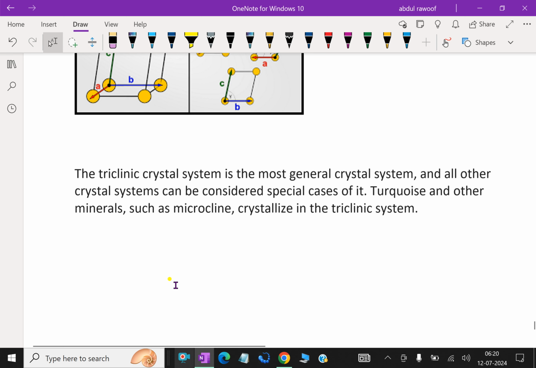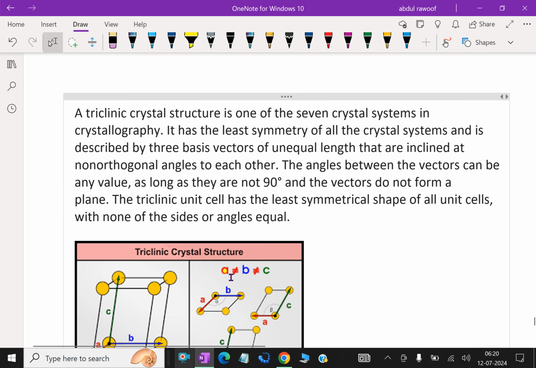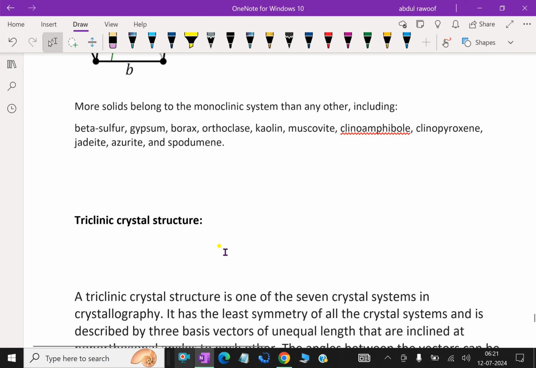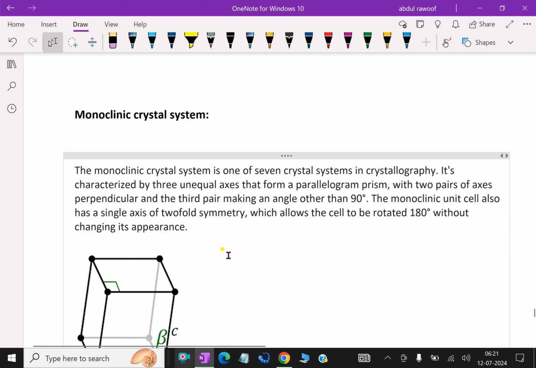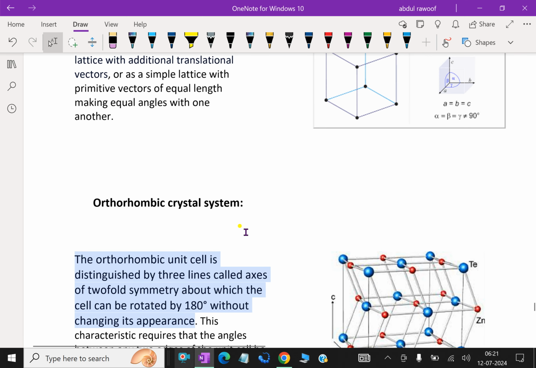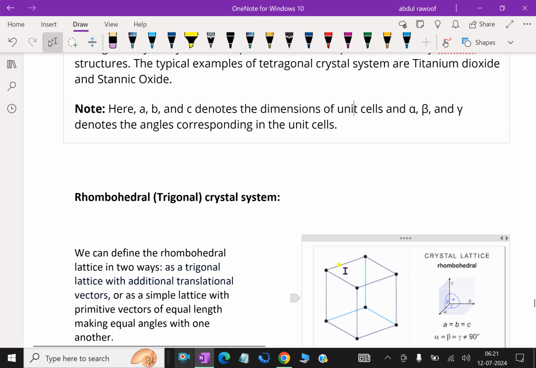So far, we have simply discussed crystalline structure. Mostly it is 7 crystalline structures and their shapes.